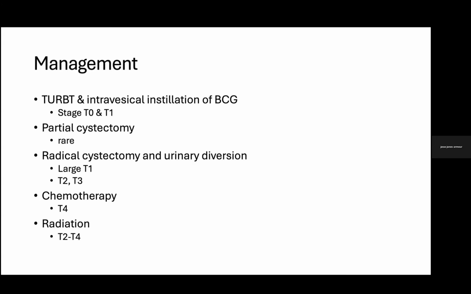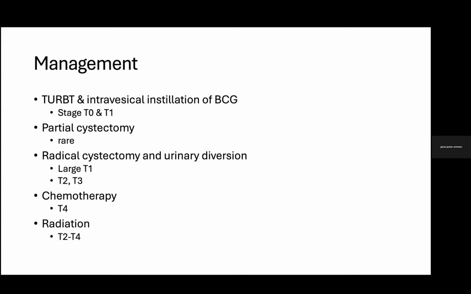Now you have partial cystectomy as well. This one is very rare because why you instill the BCG is to remove any other seeds of tumor you have there. However, if you remove just an area, you may have recurrence in a different area inside the bladder. So this is very rare.